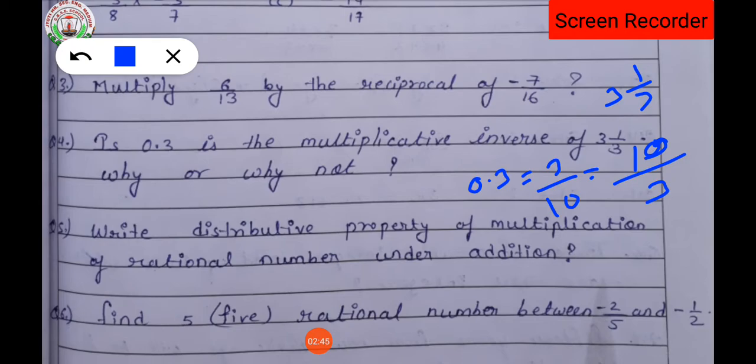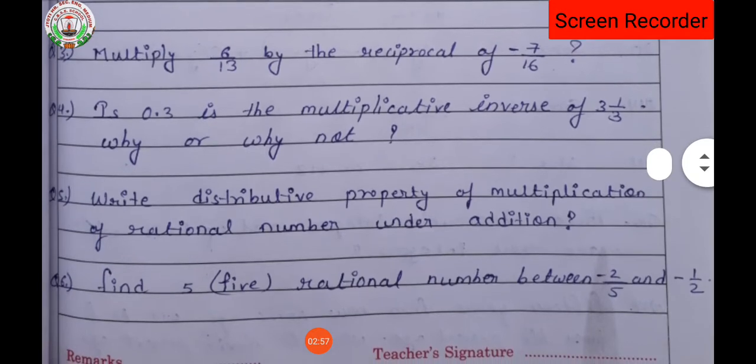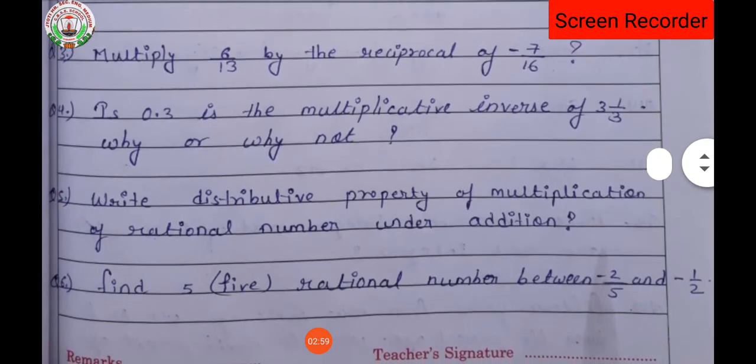So is this a multiplicative inverse of each other? Yes, it is a multiplicative inverse of each other. So the answer we are going to write here: yes, it is a multiplicative inverse of each other. This also belongs to exercise 1.1 which we had done in the first chapter.